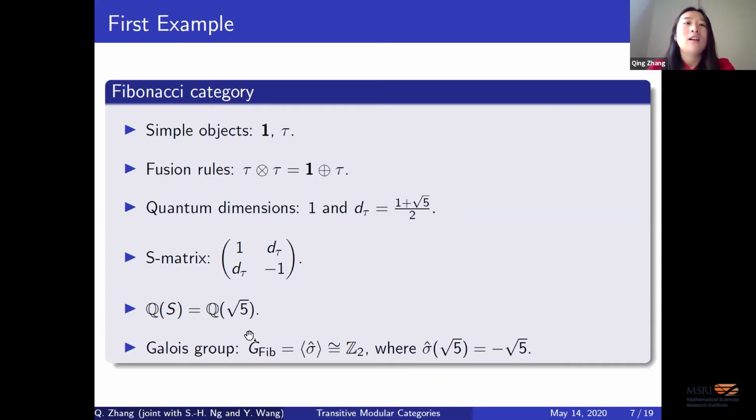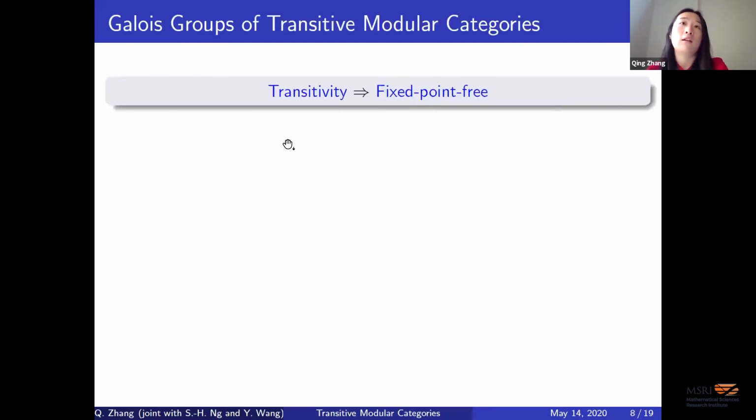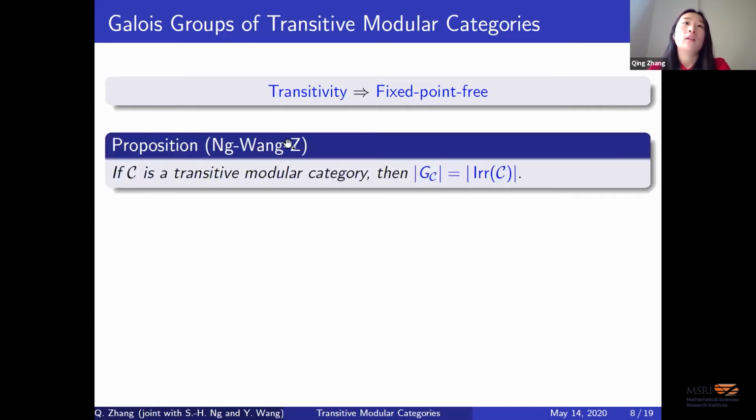And notice here, the order of the Galois group is exactly the same as the number of simple objects. In general, this is true for every transitive modular category, and we have the following result: transitivity implies fixed point free. We have this proposition: if a modular category is transitive, then the order of the Galois group is the same as the rank of the category. This result comes from the fact that any transitive abelian action is also fixed point free.